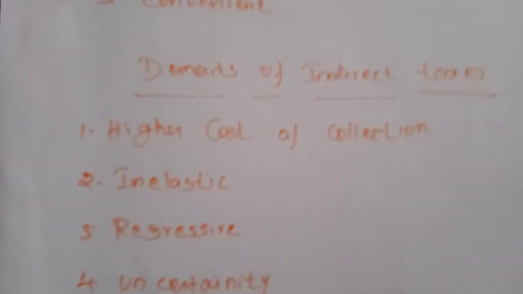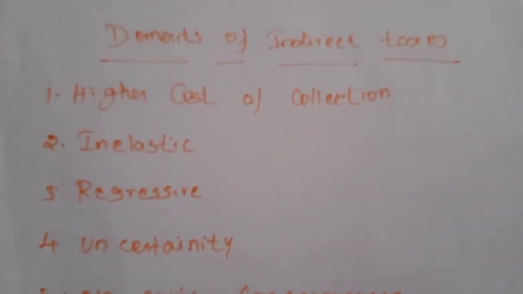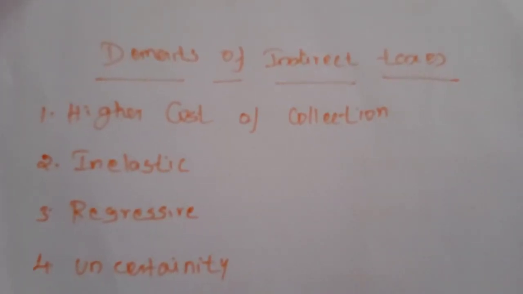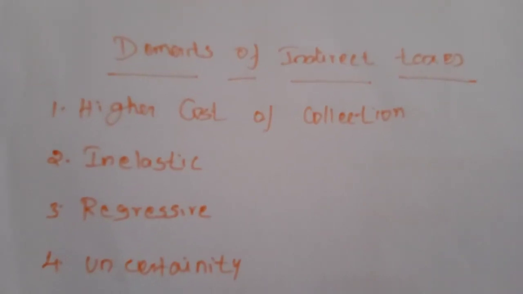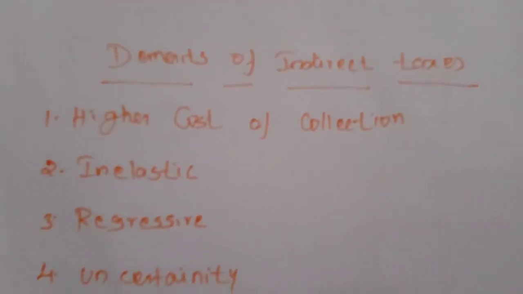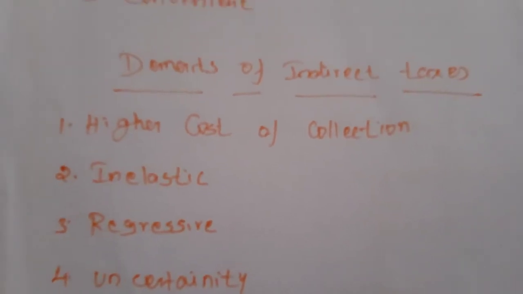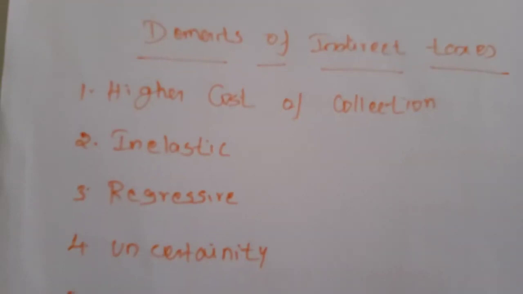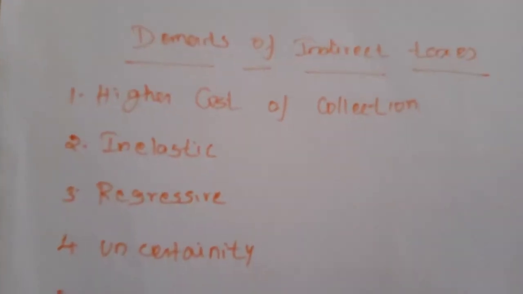Next, the demerits of indirect taxes. Even though there are some merits in collecting indirect taxes, some demerits are also there. What are the demerits? Under the headings, we will understand. First, higher cost of collection. The cost of collection of indirect taxes is higher than that of direct taxes. The government has to spend huge money to collect the indirect taxes.